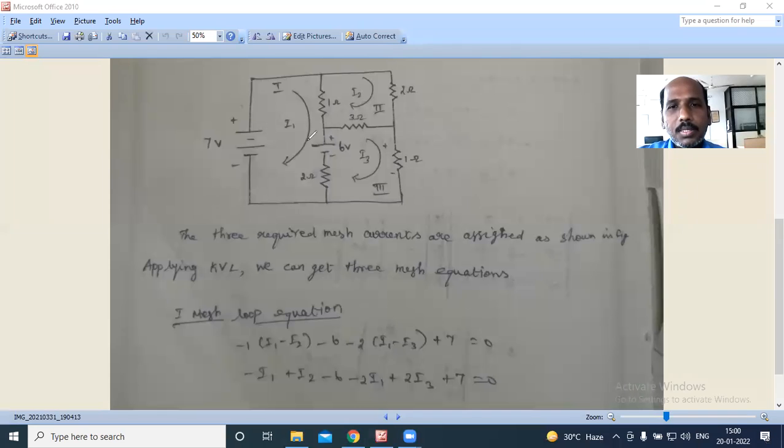Here, as per the assumption, current will flow in this direction, then here, then here, then closed like this. Okay, that is what I said here: current flows in the clockwise direction.